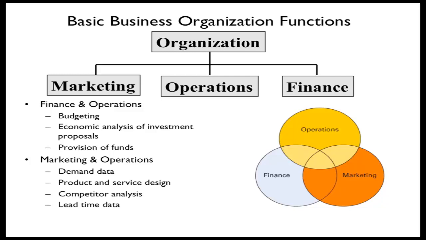And then marketing has an impact with operations. So marketing is responsible for providing demand data. So we're going to have this restaurant. Marketing is responsible to analyze how many people we think will come to that restaurant at what time. Product and service design. So marketing is responsible to tell operations the kinds of things that are important to the customer.